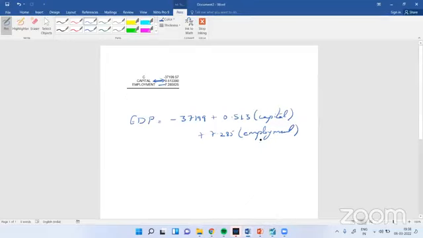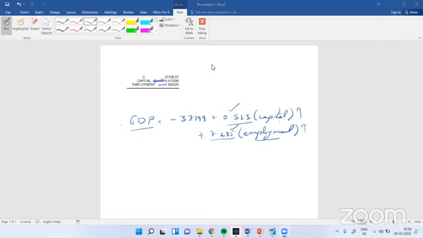So just see what the interpretation is. If the employment increases by 1 unit, the GDP will increase by 7.285. If the capital increases by 1 unit, then my GDP will increase by 0.513 unit. I repeat, an increase of 1 unit of employment will increase my GDP by 7.285 units. An increase of 1 unit of capital will increase my GDP by 0.513 unit. Is it clear?